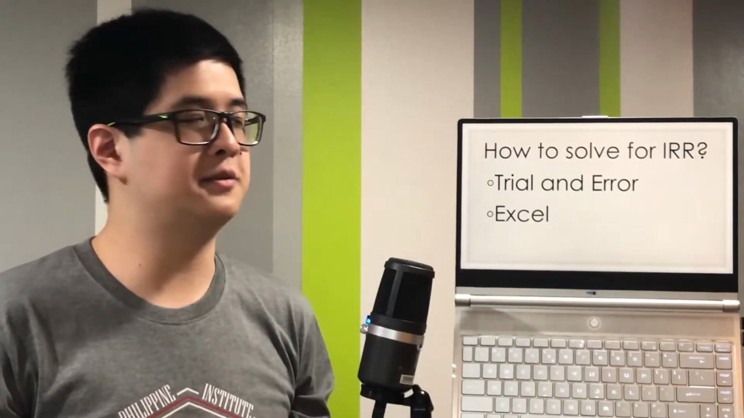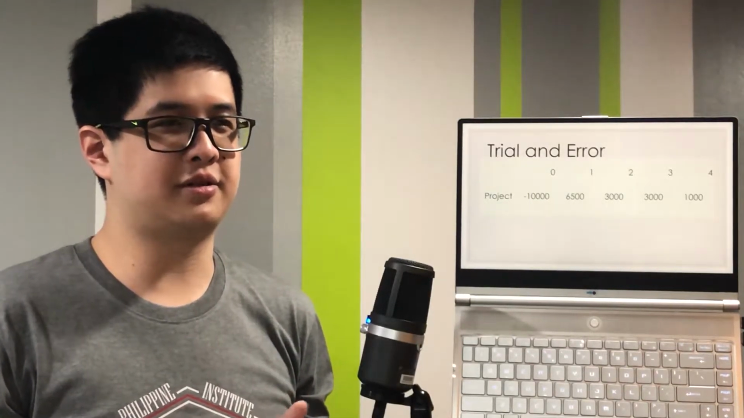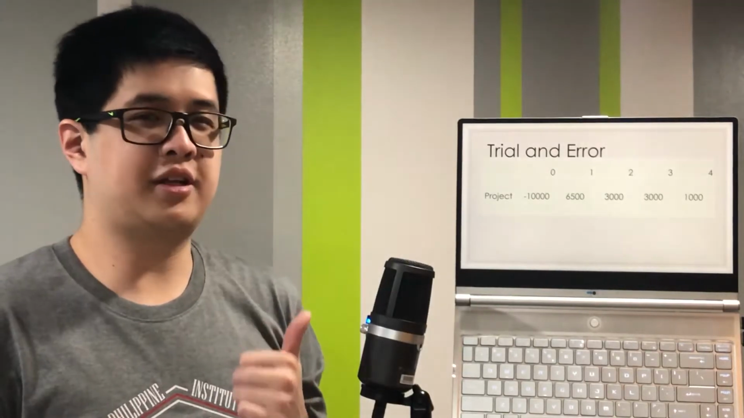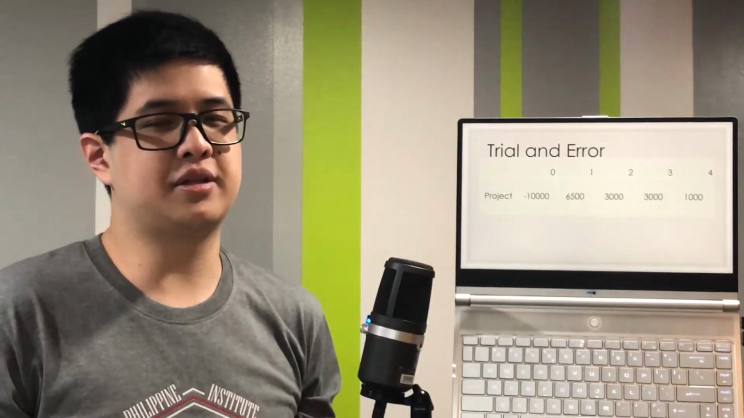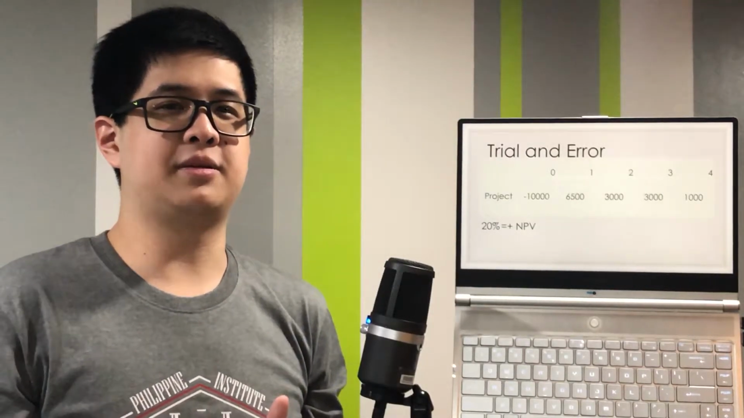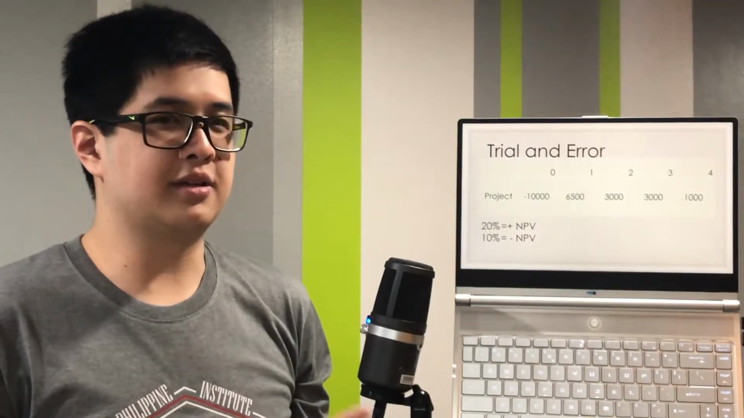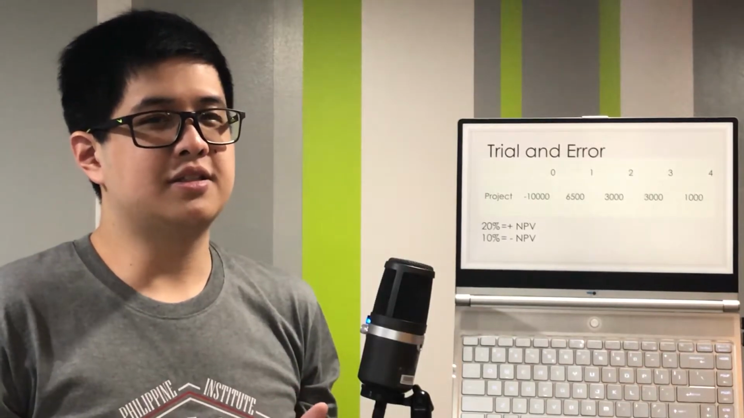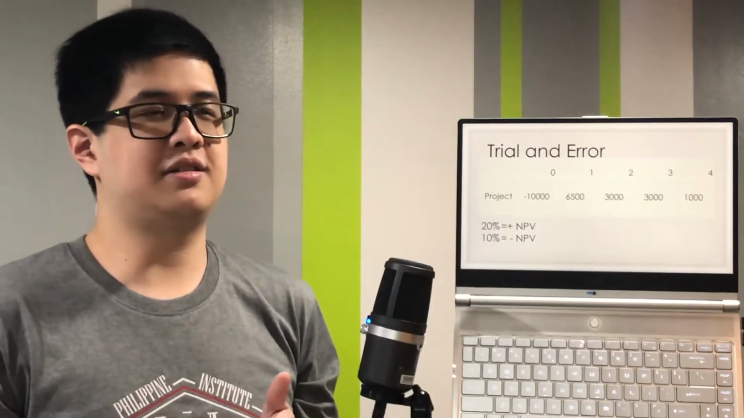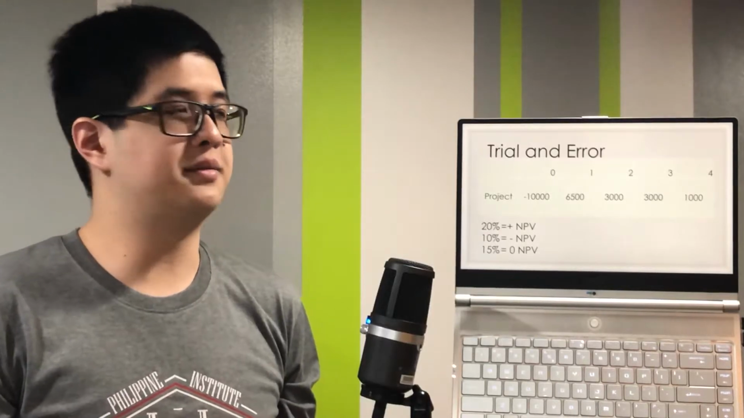and error and Excel. So for trial and error, using the given data and the NPV formula, which was discussed in another video, we will think of any percentage to input in the formula. So let's try 20%. So with 20% we get a positive NPV, so we should aim for a smaller percentage. With 10% we get a negative, so that was too small. So somewhere in between, like 15%, should be the next discount rate. And with 15% we get an NPV of 0. So that is the most basic way of getting your IRR.